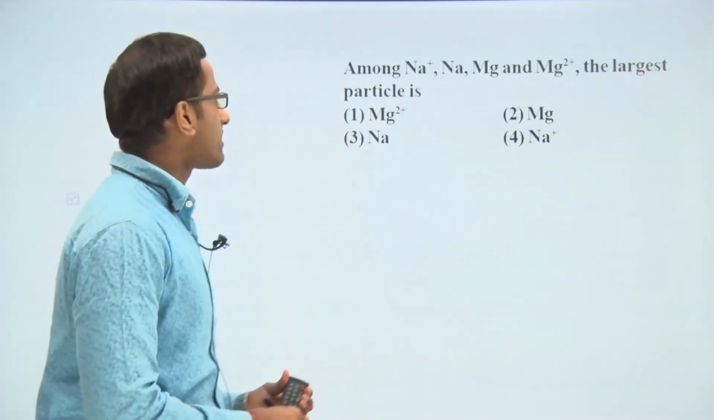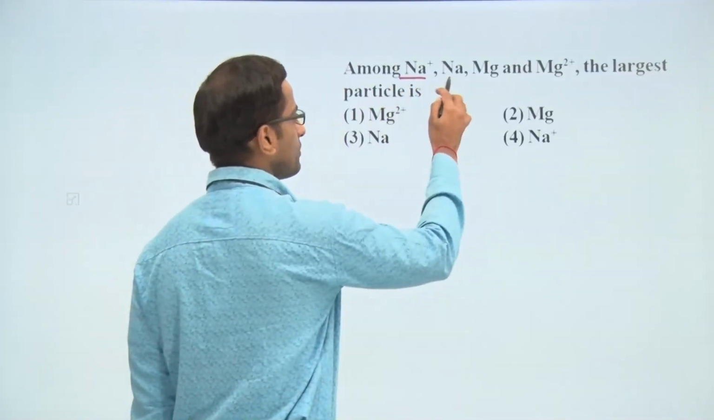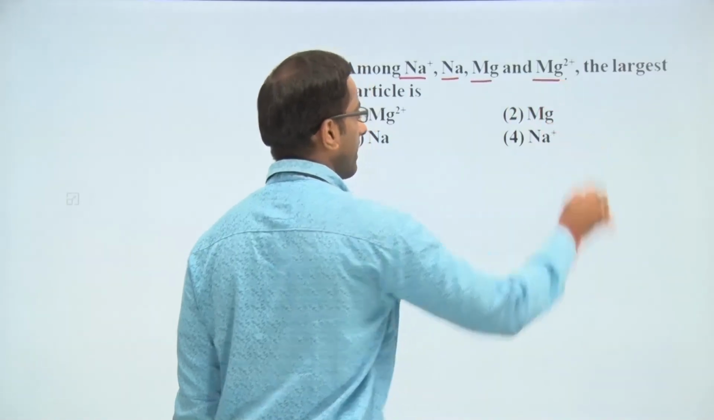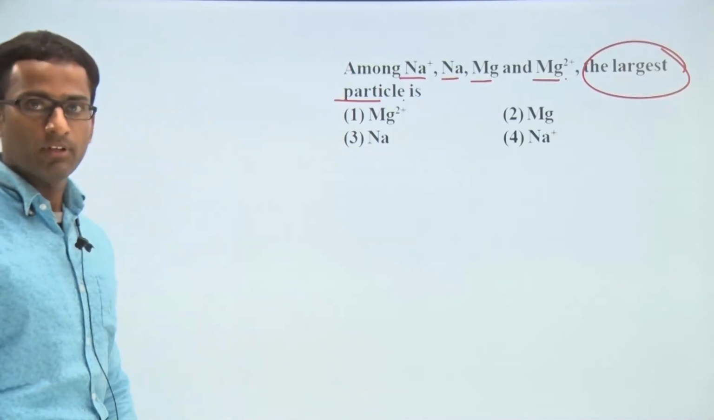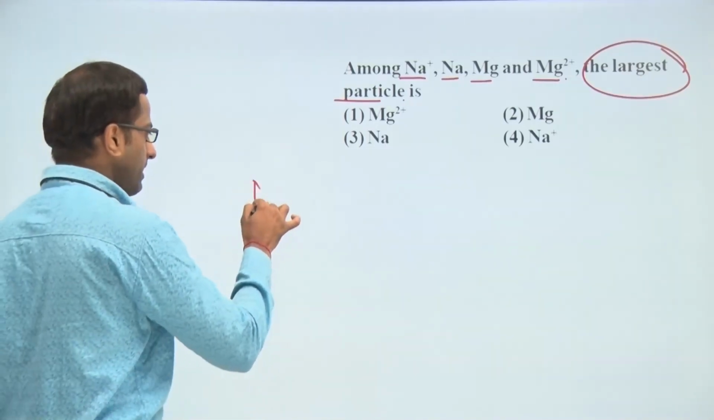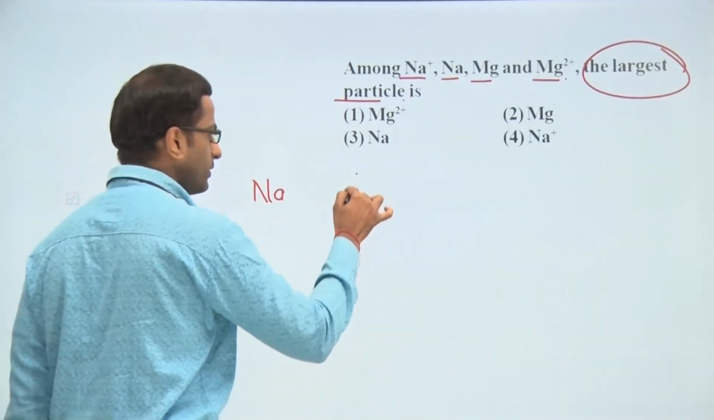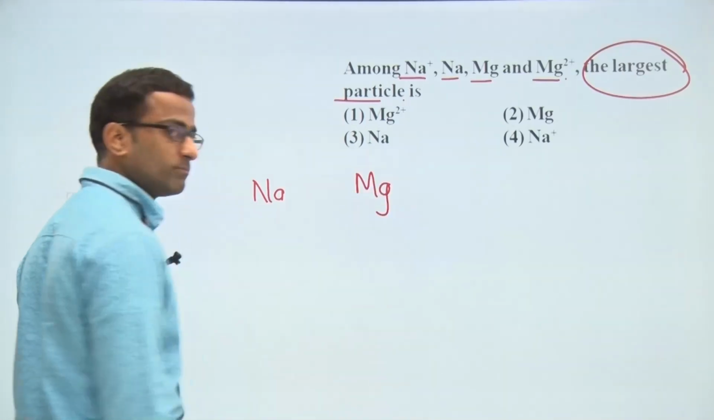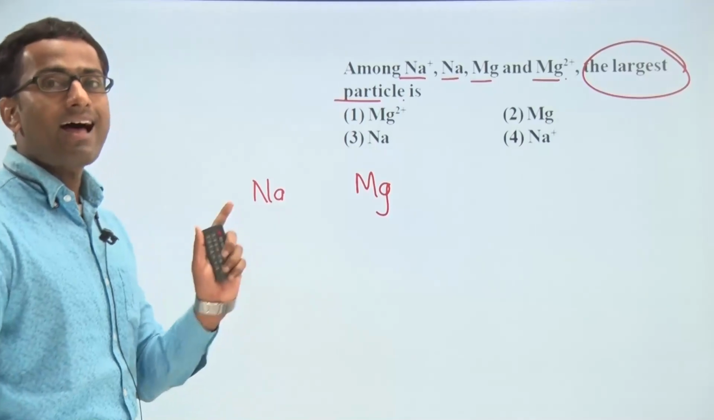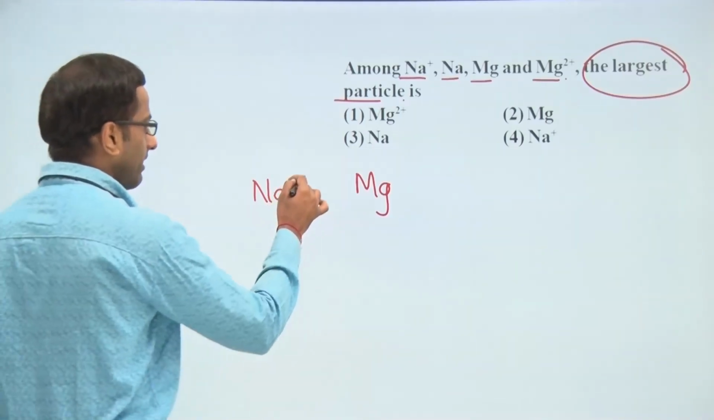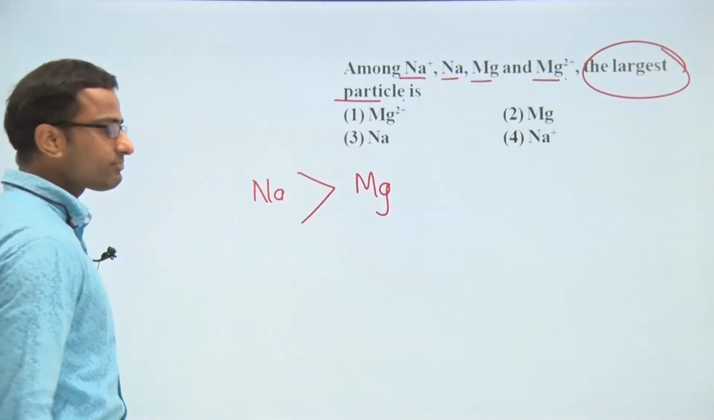Student, this question is asking that among sodium cation, sodium atom, magnesium and magnesium cation, the largest particle is. Sodium and magnesium belong to a common period, and while moving left to right in a period, size decreases. So sodium has a larger size as compared to magnesium.